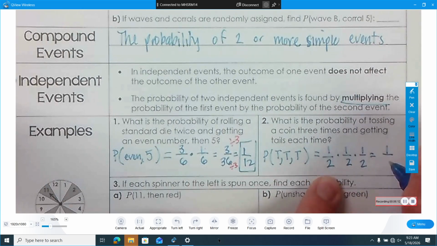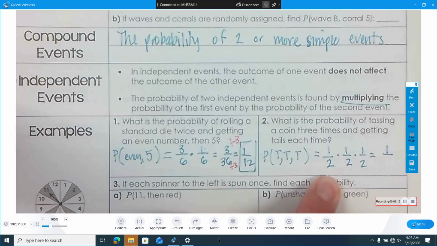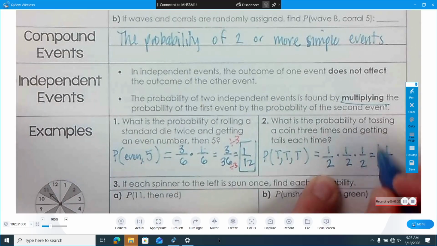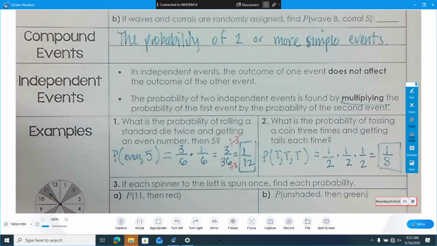1 out of 2 times 2 times 2 is 8. Okay, so 1 out of 8. So those are all independent events.